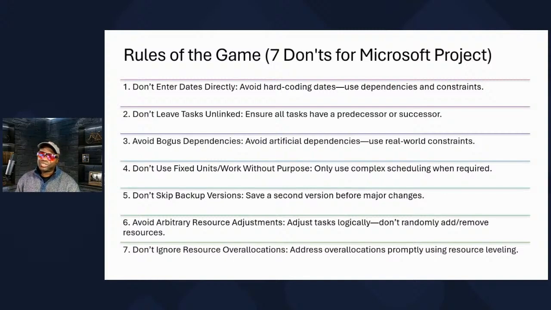If the tasks aren't truly linked, don't just link them for linking's sake. Don't use fixed units or fixed work without a purpose. Only use complex scheduling when required. Some folks don't know this, which is why they're scared of Microsoft Project, because they see changes that they didn't bargain for. Why do they get the changes? Because they got effort-driven scheduling on and they're using fixed units or fixed work without purpose.